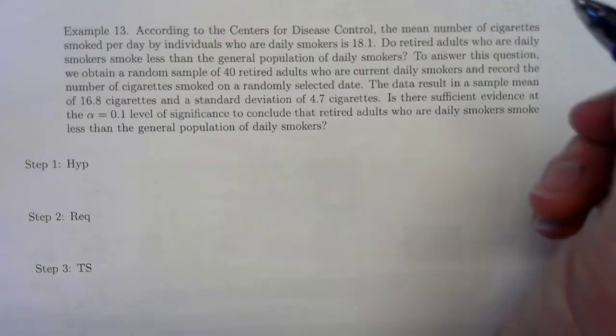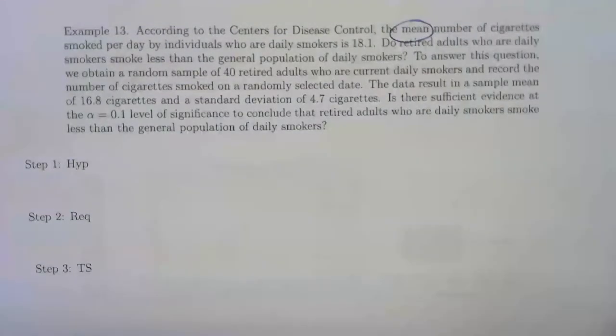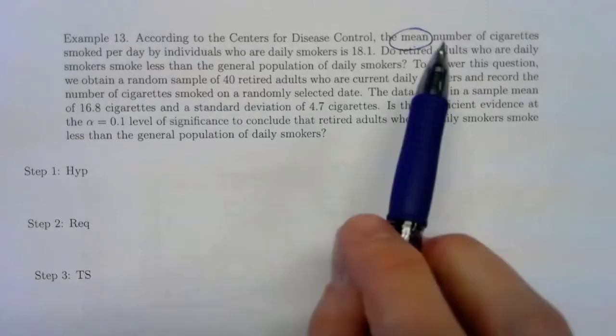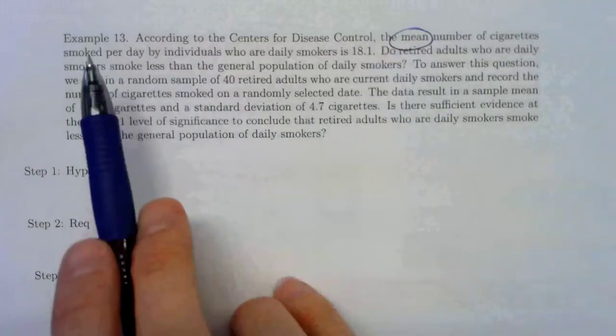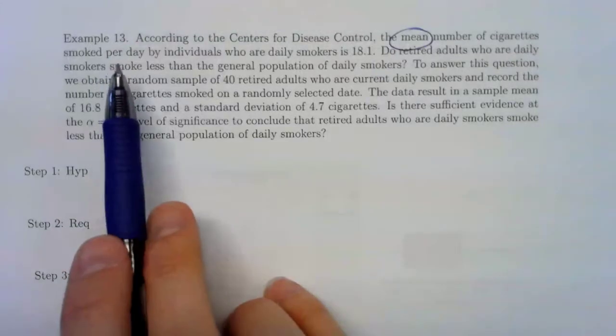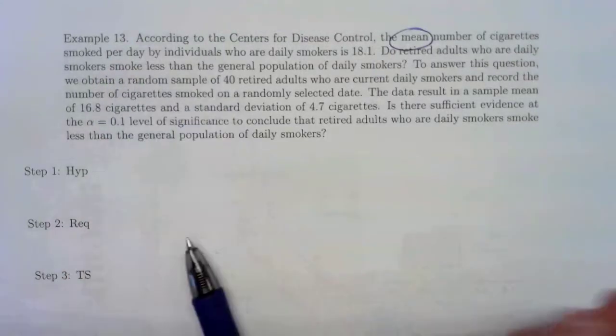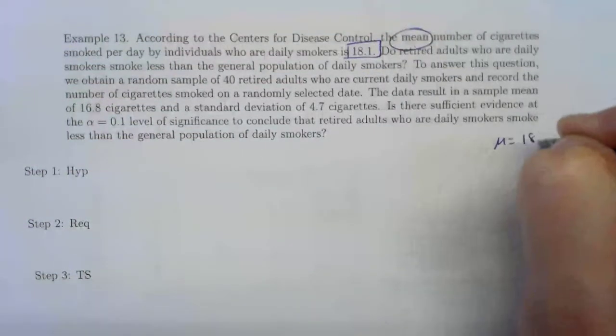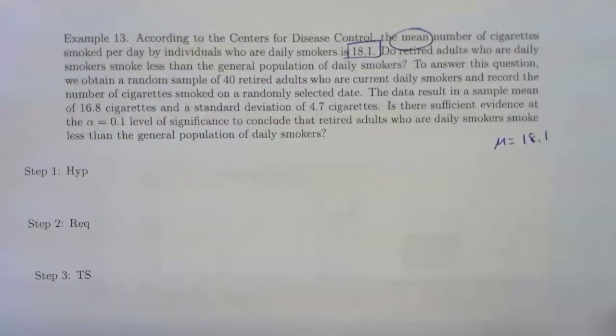A lot of information. So we know we're talking about means, so our hypothesis statements will be in terms of mu. We are told that the mean number smoked per day by individuals who are daily smokers is 18.1. So this is our status quo mean. It's our population mean. It's what we know currently.